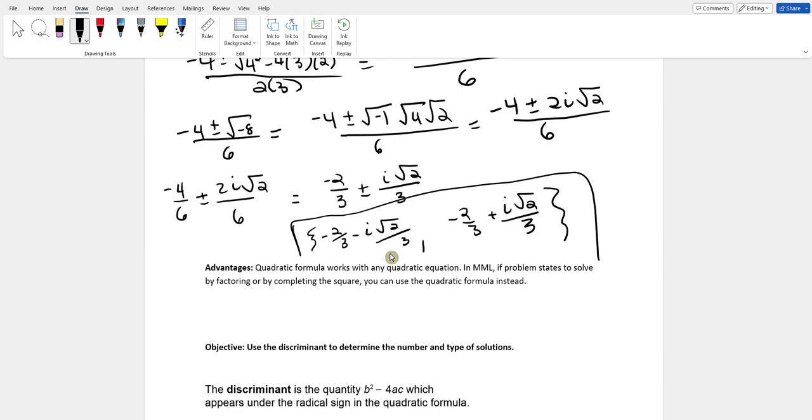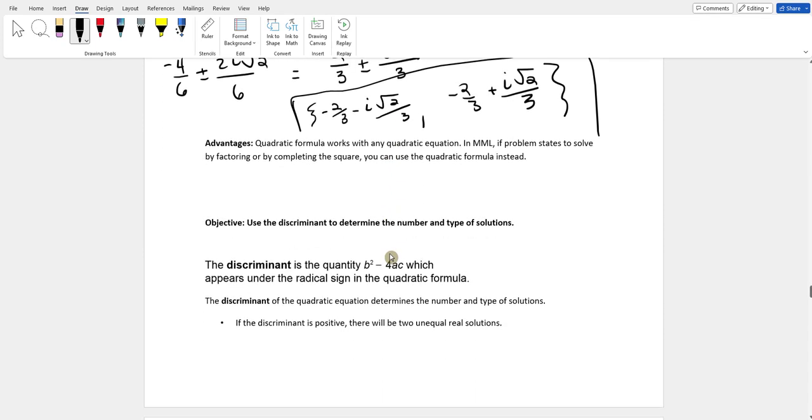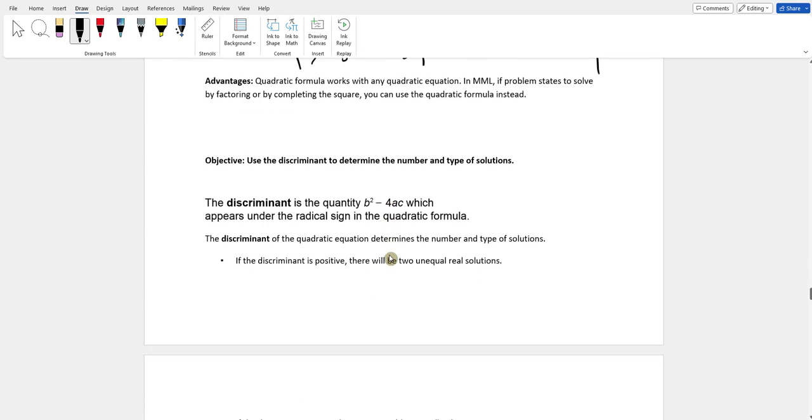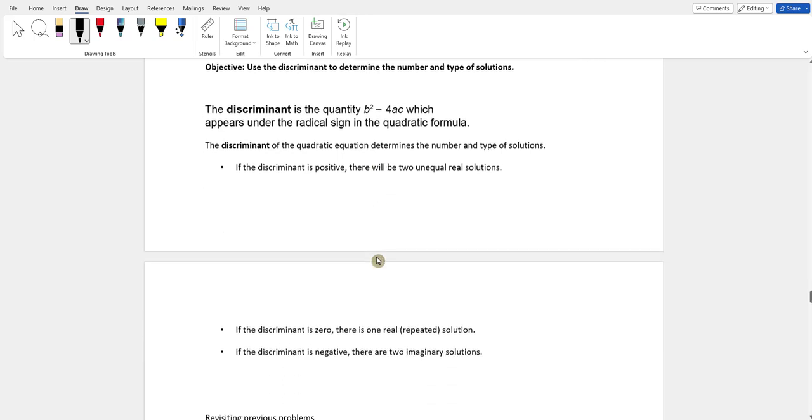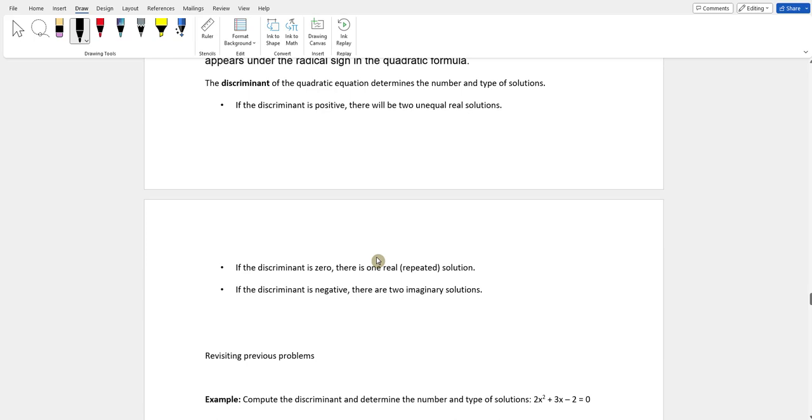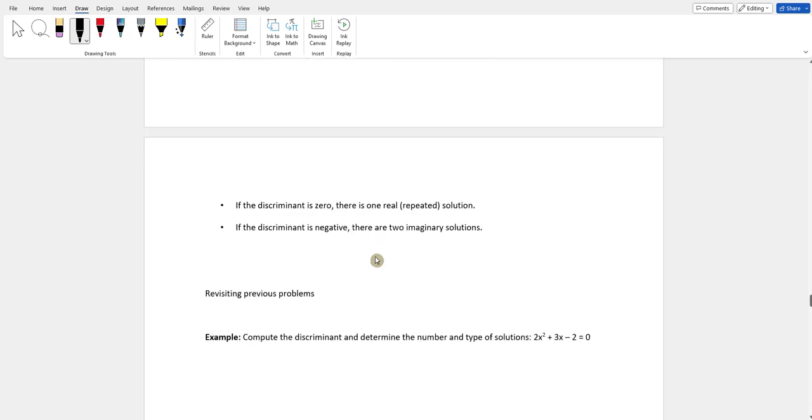So the next part talks about the discriminant. The discriminant is what you see underneath that square root in the quadratic formula. It's b squared minus 4 times a times c. So we can use the discriminant to determine how many solutions we're going to have and the type of solutions. If you calculate b squared minus 4ac and you get a positive number, that means you're going to have two unequal real solutions. If the discriminant is 0, that means you're going to have one real solution. And if your discriminant is negative, you're going to have two imaginary solutions.